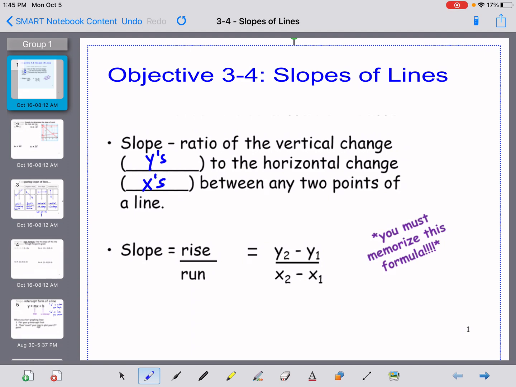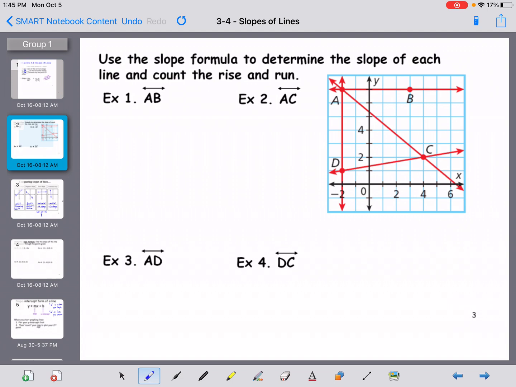So slope is rise over run, or y sub 2 subtract y sub 1 divided by x sub 2 subtract x sub 1. So this is the difference in the y values divided by the difference in the x values. And same thing that you had to do in Algebra 1. If you're going to use this formula, you have to memorize it. So this should mostly be review.